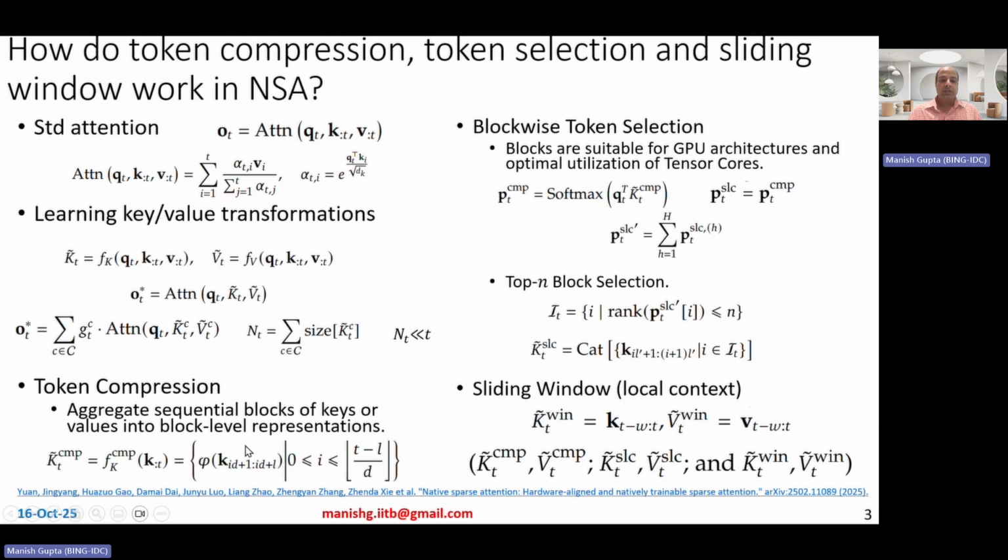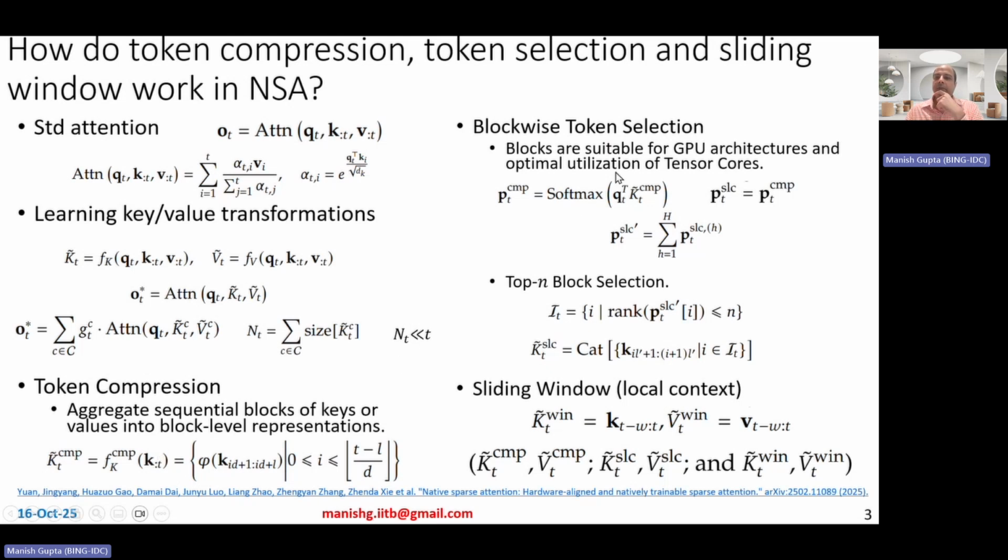And for each of those blocks, you take the key vectors and you compute an MLP-based function, MLP-based features or an MLP-based representation out of it. There is only one key that you obtain out of one block. So out of all of these (T minus L) divided by D blocks, you obtain that many key vectors. Okay. You do the same thing for the value vectors. In this slide, I just show what you do with key vectors, but you do the same thing for the value vectors as well.